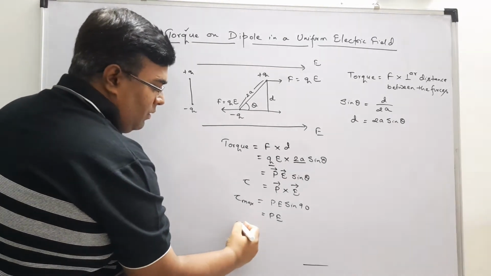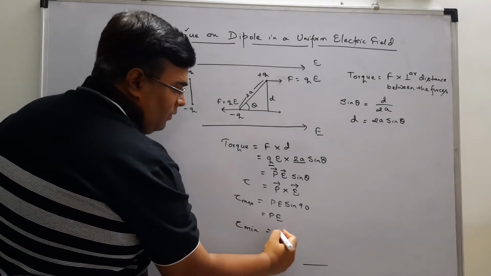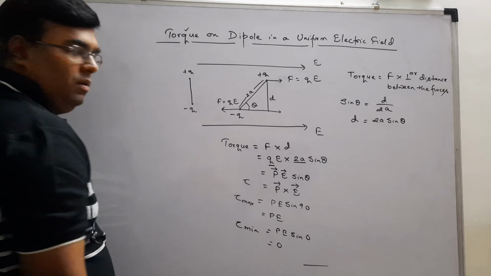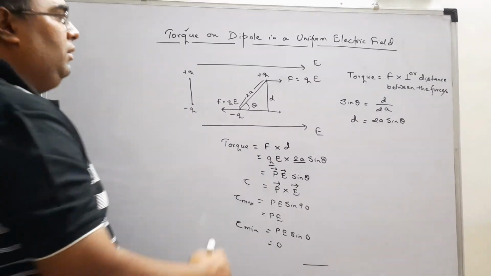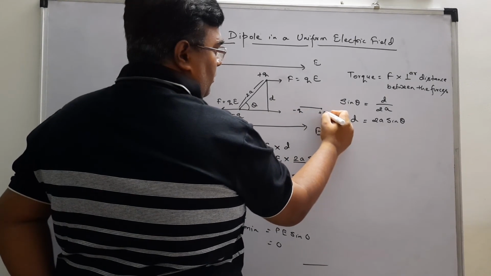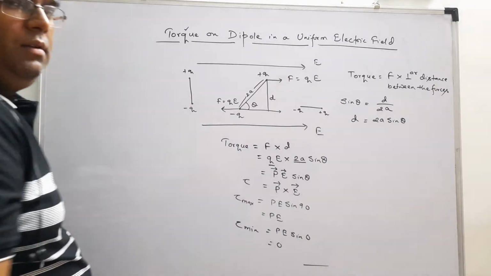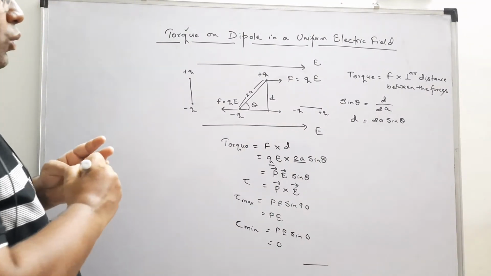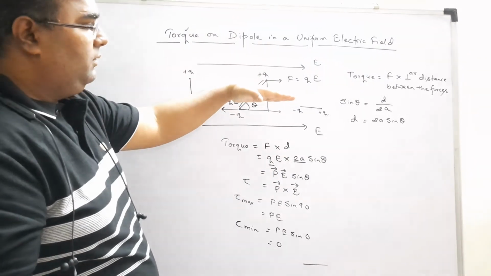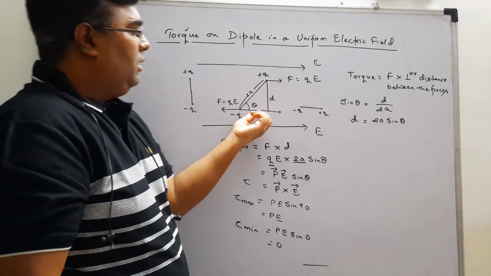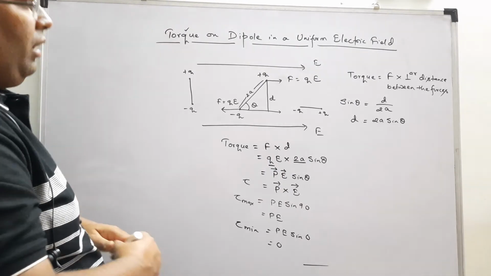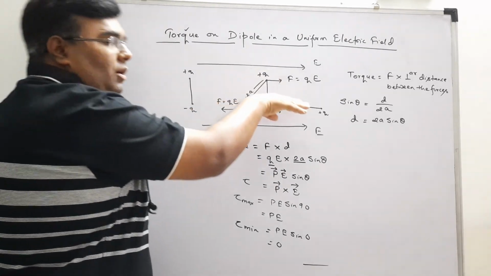Minimum when sin 0, which is 0. So when the dipole is in this position, minus Q, plus Q, like this, the torque will try to move the dipole like this, right? If you place a dipole at an angle theta with the electric field, it will experience a torque which will try to move the dipole parallel to the electric field.